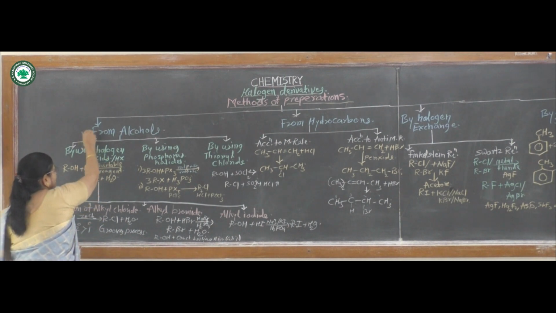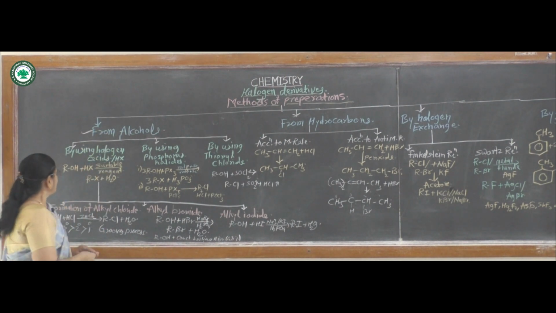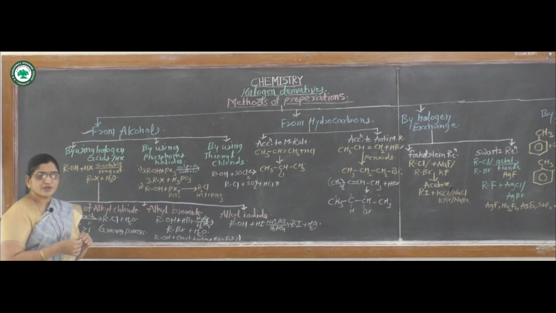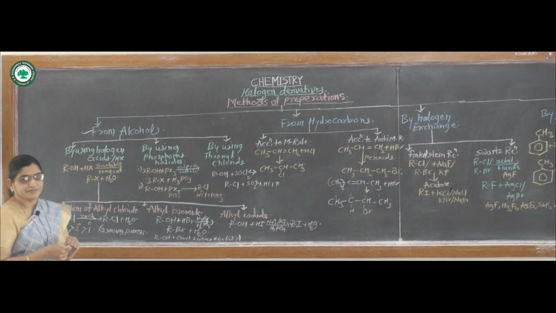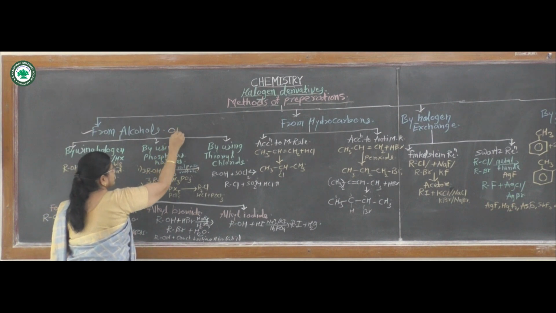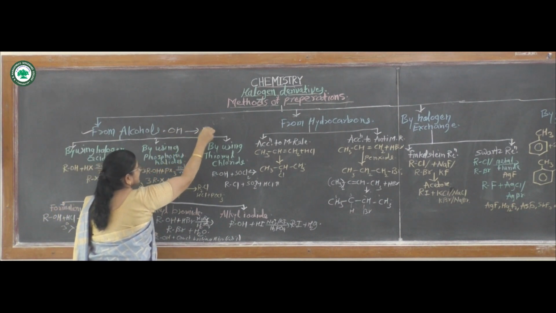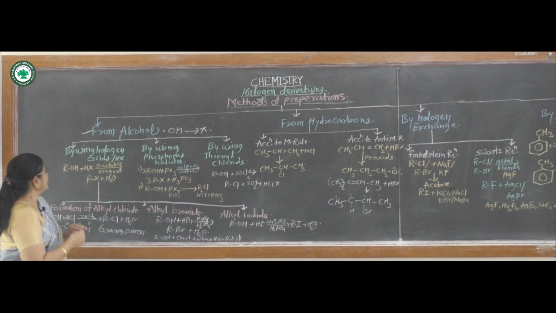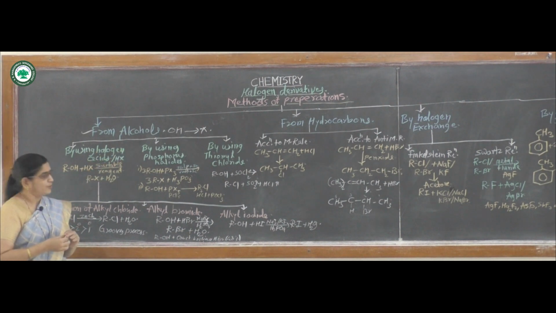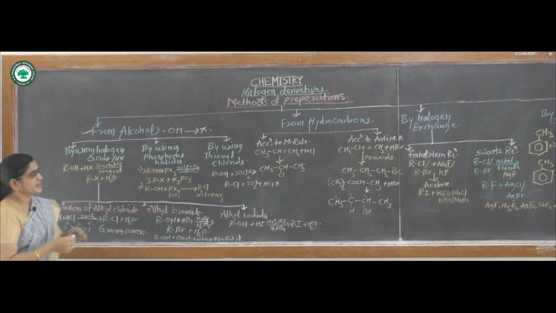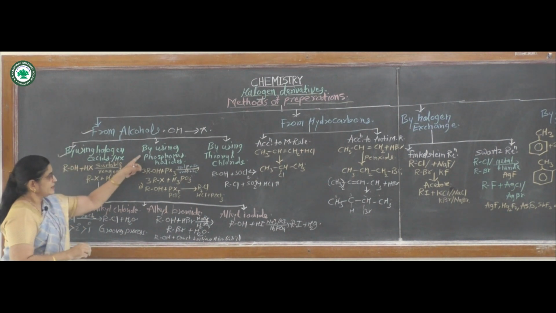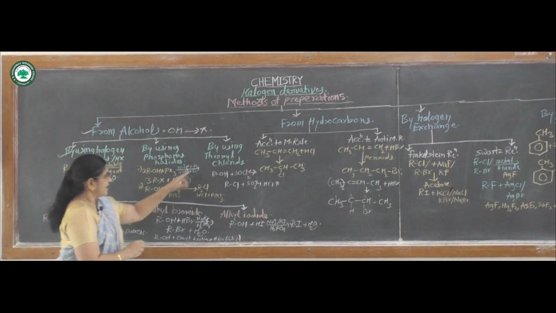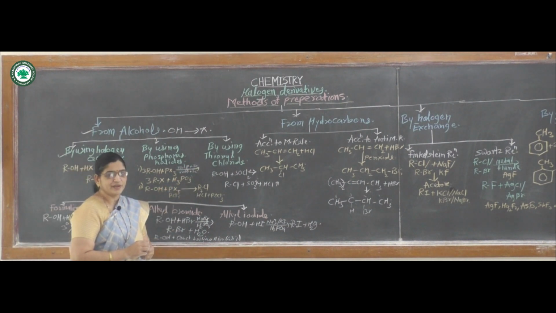First method, from alcohols. In this method, the hydroxy group or alcohol group is replaced by halogen atoms. The OH group can be replaced by halogen atoms, hence the preparation from alcohol. Then there are again three methods: first, by using halogen acid; second, by using phosphorus halides; and third, by using thionyl chloride.